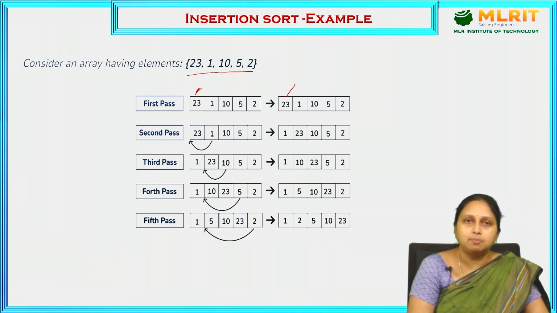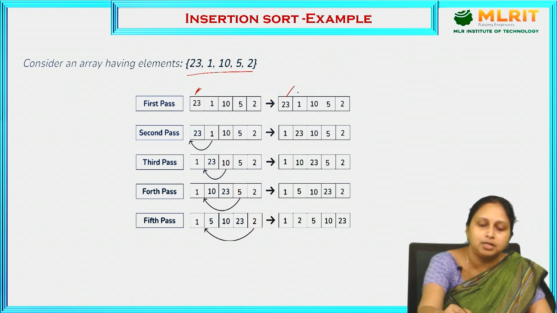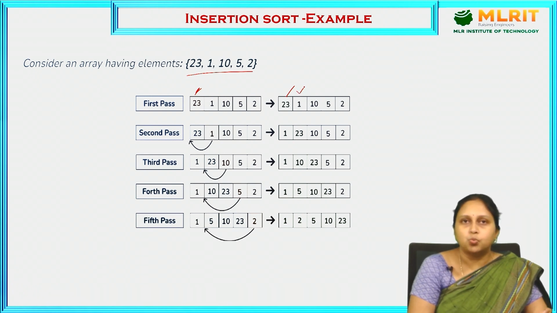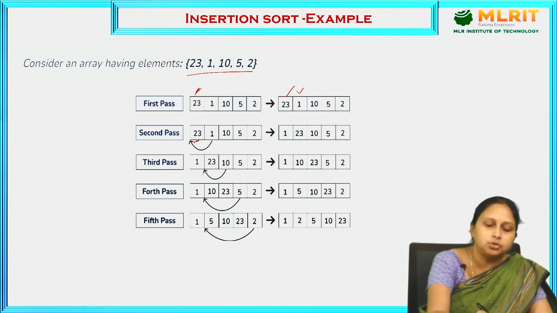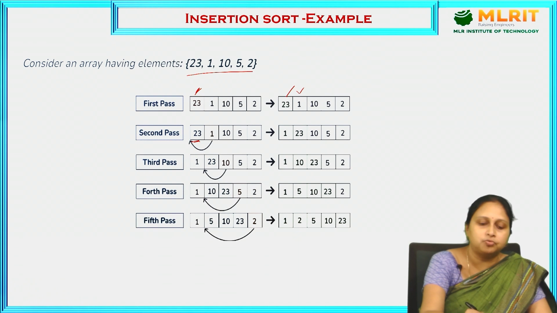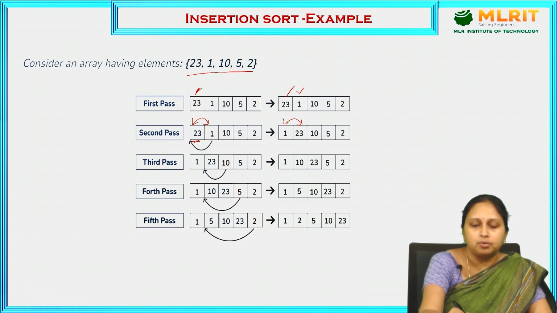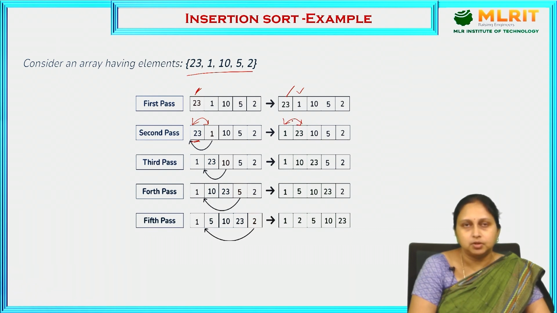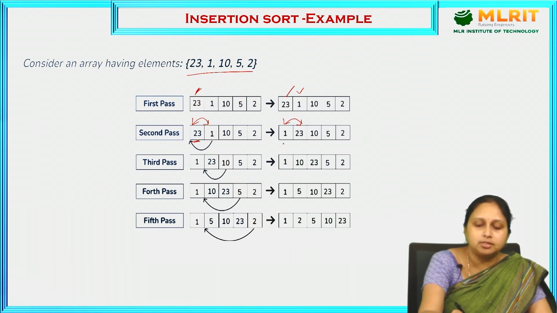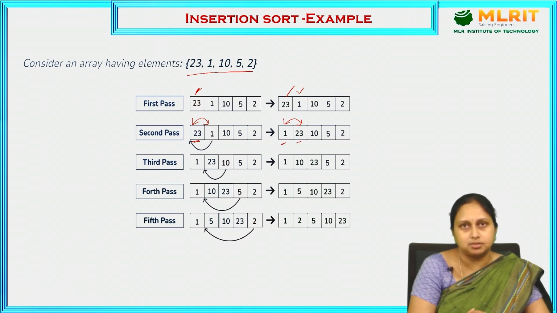Now in the second pass, what happens? I am going to consider my second element, which is 1. Now this 1 is going to be compared with 23, and 1 is less than 23. Because of that, we need to swap these two elements. That is, 1 and 23 are going to be swapped. Now 1 is at the first position and 23 in the second position. This is the second pass.